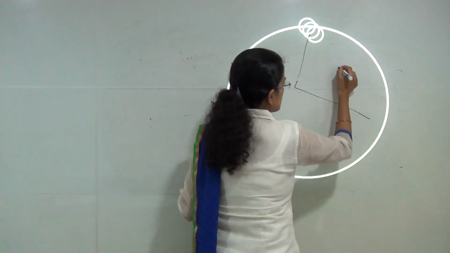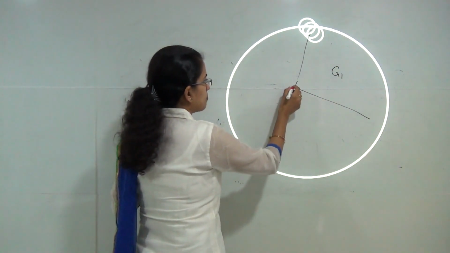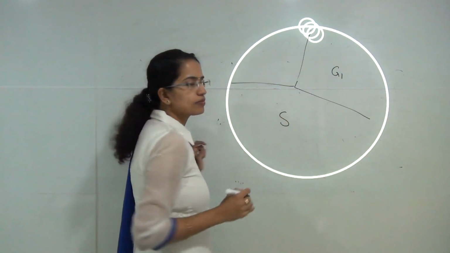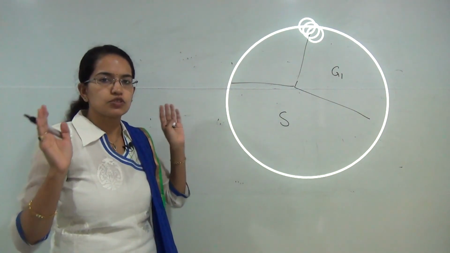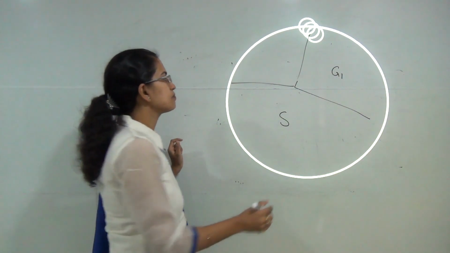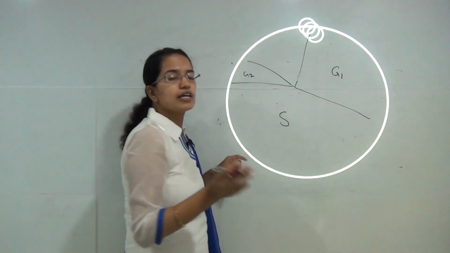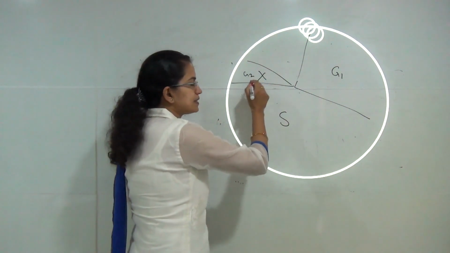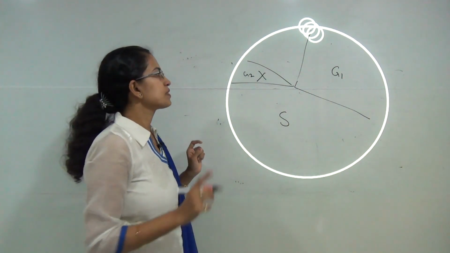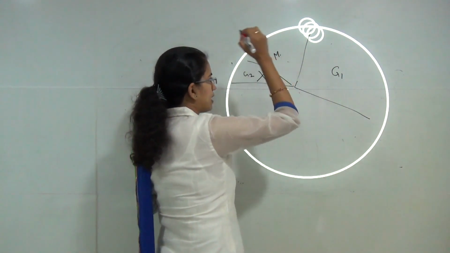The difference would be that G1 would remain the same, but the S phase would be an enlarged phase, a phase of DNA replication, and again you would have a small G2 phase, or this G2 phase might be absent in case of meiosis. Finally you would have the M phase.